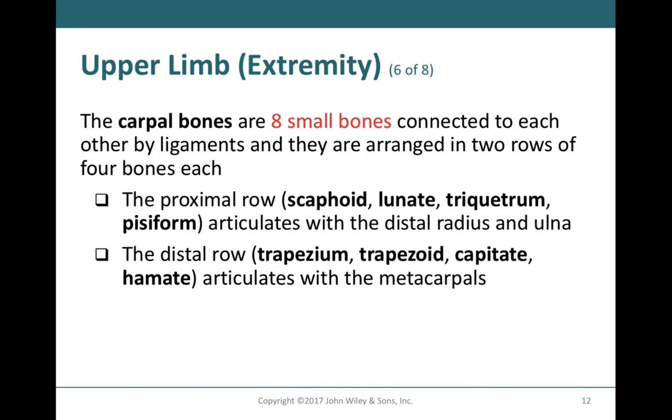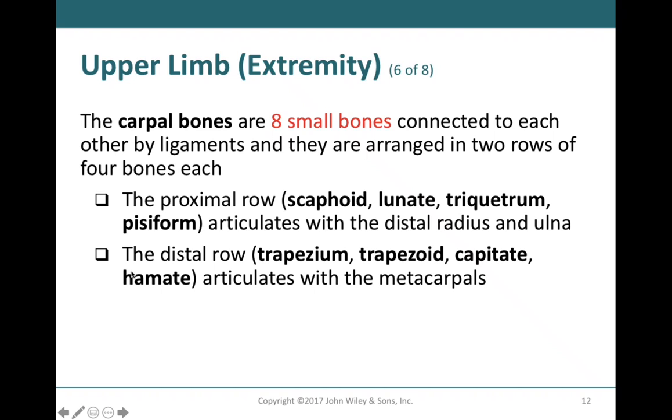The wrist is made up of 8 short bones known as carpal bones. And these carpal bones are arranged in 2 rows. We have a proximal row and we have a distal row. So naturally, the proximal row is found more proximal and the distal row is going to be found more distal. So the bones that can be found in the proximal row are the scaphoid, lunate, triquetrum, and pisiform. All of these bones in the proximal row will be articulating with the radius and the ulna, because as they are found more proximally, they will contact these bones.